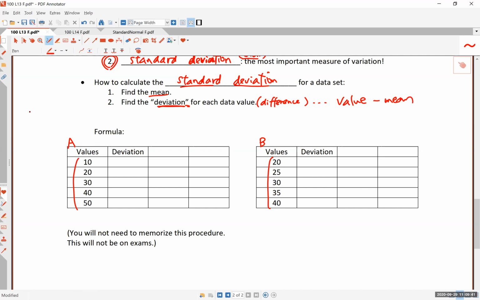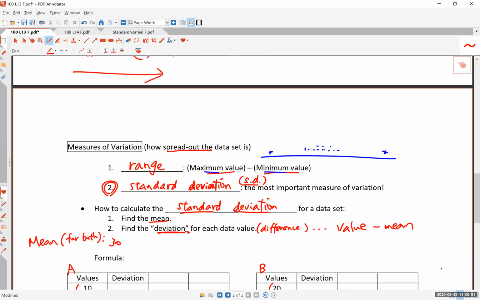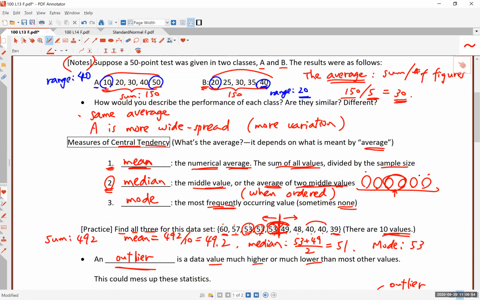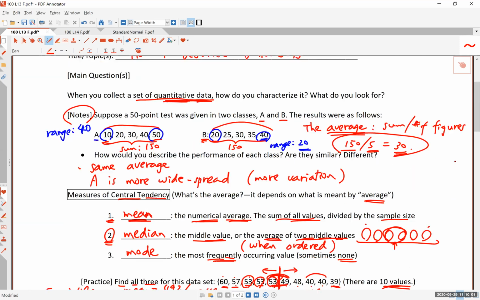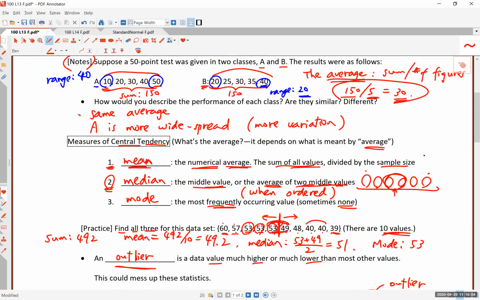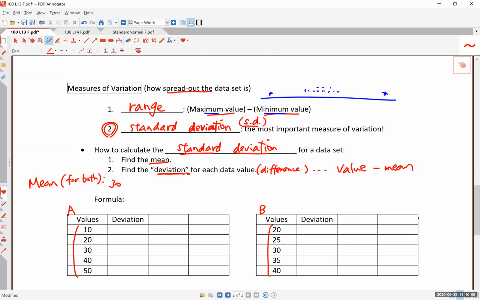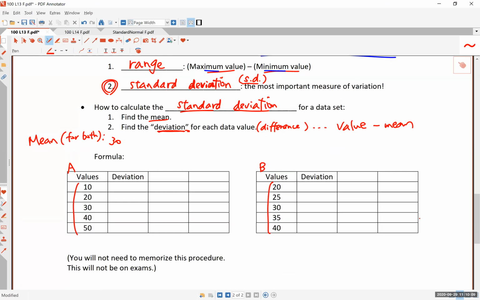All right, so in this case, we have already figured out the mean for both A and B was 30. Remember that? Let me just show you that to remind you. At the beginning, we calculated this average. The mean for A was 30, the mean for B was 30, because in both of these sets, the sum of the numbers was 150. So 150 divided by 5, and the mean was 30. Now what we will do is find the deviation. The deviation is defined as the value minus the mean. Remember, the mean is 30.